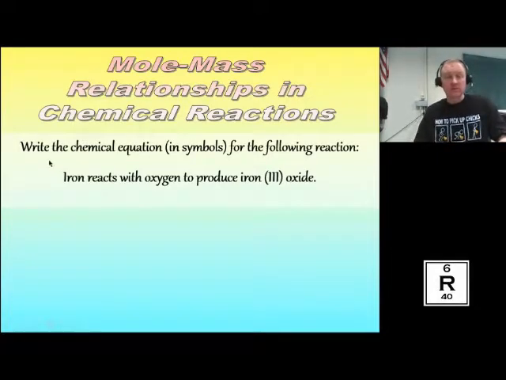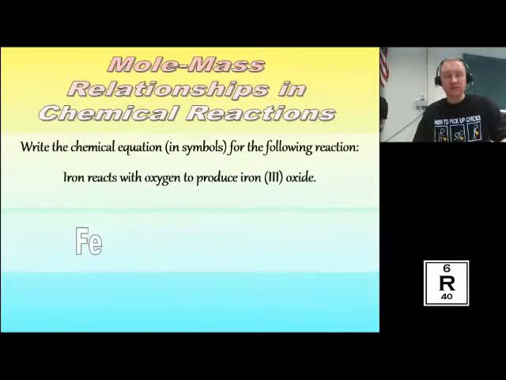So the first thing I'm going to have you do is write this equation in symbols. How can you write this? Iron reacts with oxygen to produce iron 3 oxide. I would pause the video and give this a try. Iron reacts with oxygen to produce iron 3 oxide.